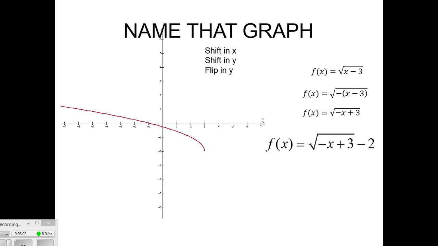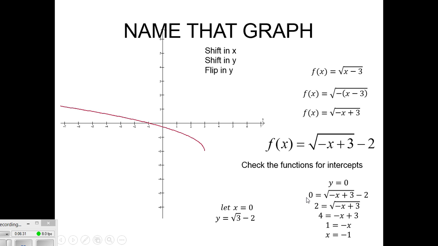Now, it would be good to see whether or not this is a proper name, so we're going to check our intercepts. By letting x equal 0, we're finding the y-intercept. If x is equal to 0, then this equation just becomes y equals the square root of 3 minus 2. Square root of 3 is about 1.72. Less 2 is certainly going to make it negative, as depicted there.